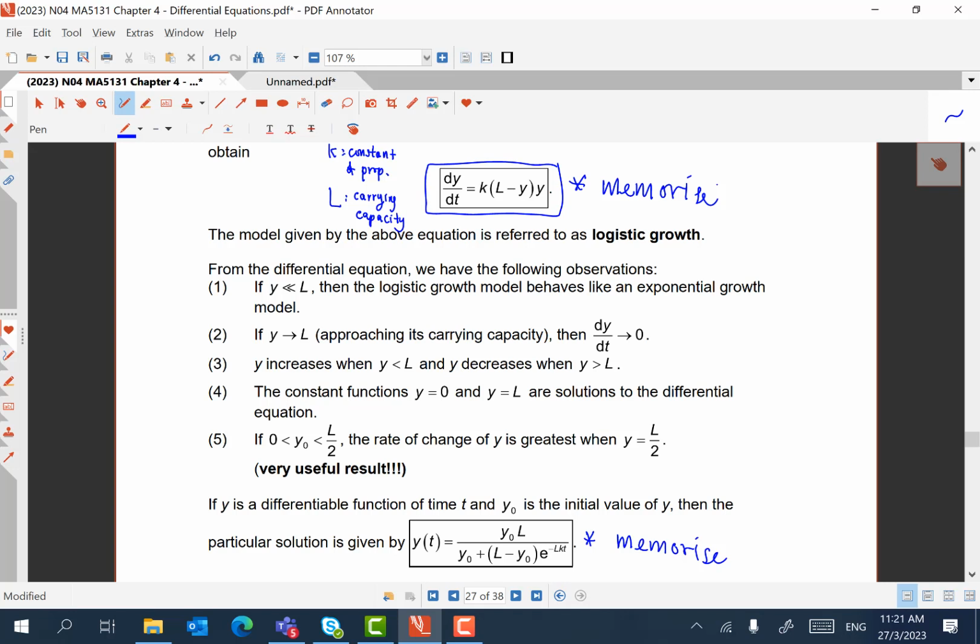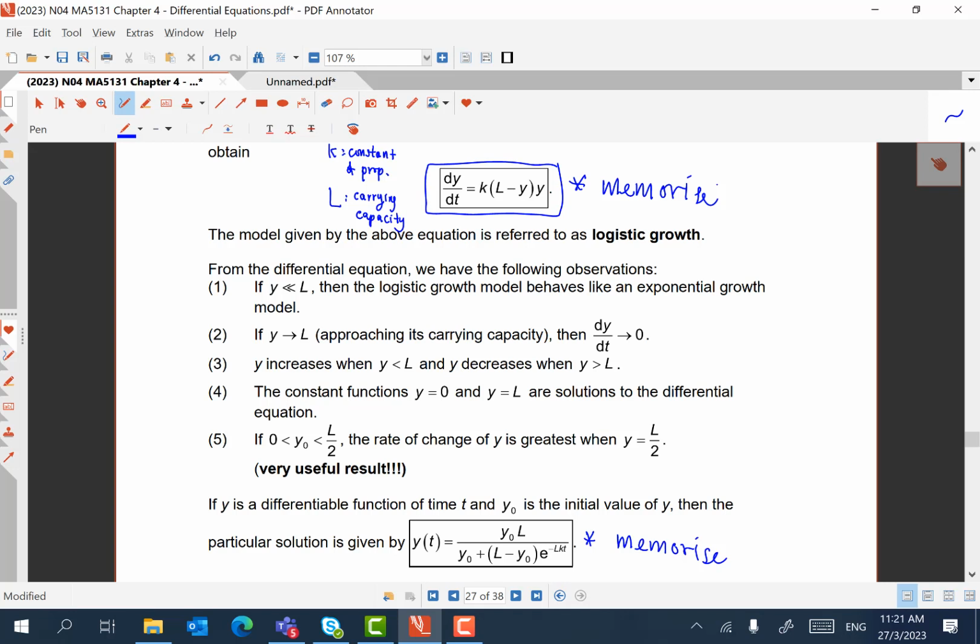Okay, so let's test out. Aiden, without looking into the notes now, what's the solution to this DE? Y naught times L over L minus y naught e to the power minus KLt, plus y naught. You have to just memorize it. If you write it in your palm and go to the examination hall, you're doomed. It's cheating.